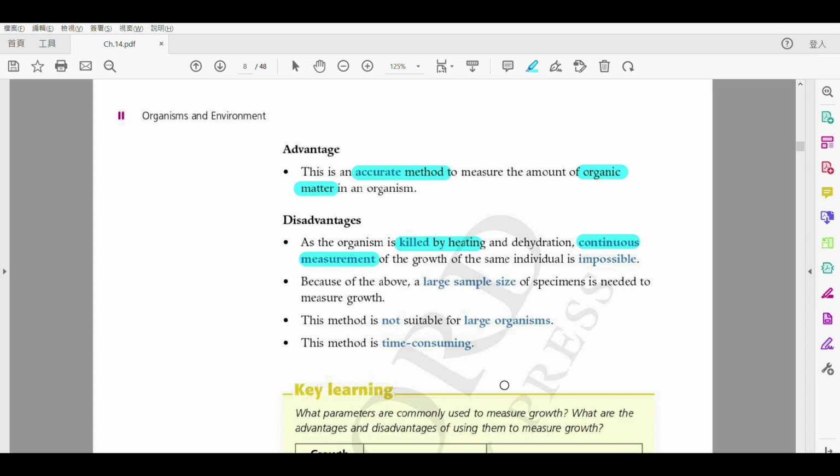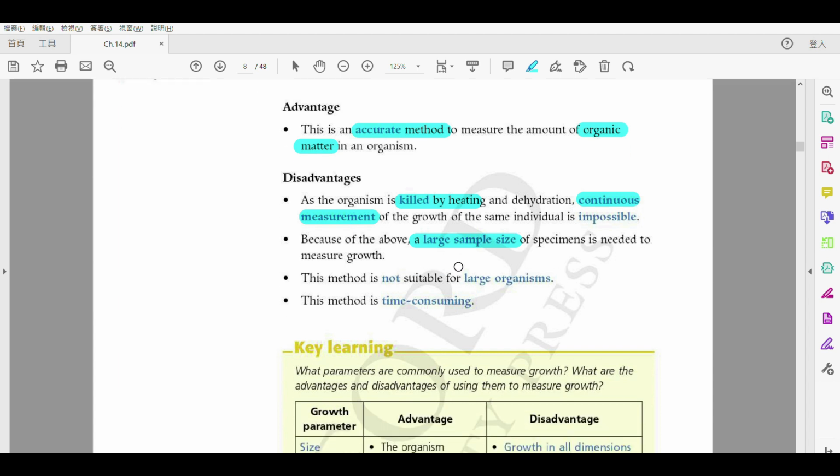And then the next one, since one species, one organism can only give you 1 sample, therefore, every time you want to measure the dry mass, you need to get a large sample size. Okay, because in every experiment, you cannot just give me the data of 1 sample size. That sample size is too small. Therefore, not valid, or we say not convincing. 唔夠說服力嘅. Okay, we always need a larger sample size.